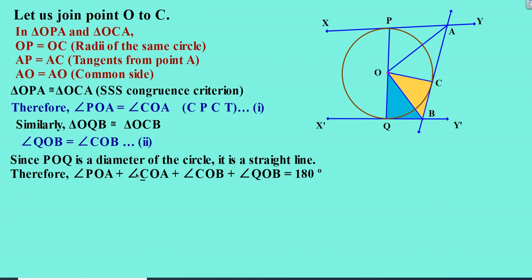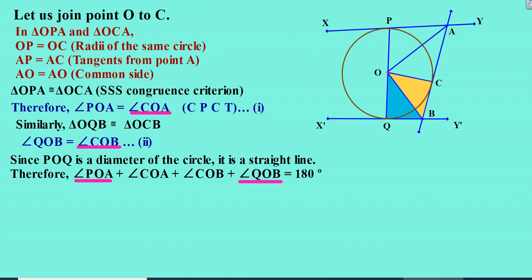Now, instead of angle POA, you can write angle COA from equation 1. Similarly, instead of angle QOB, you can write angle COB from equation 1. So what will you get? Angle COA plus angle COA, 2 angle COA. Similarly, angle COB plus angle COB, it is 2 angle COB.